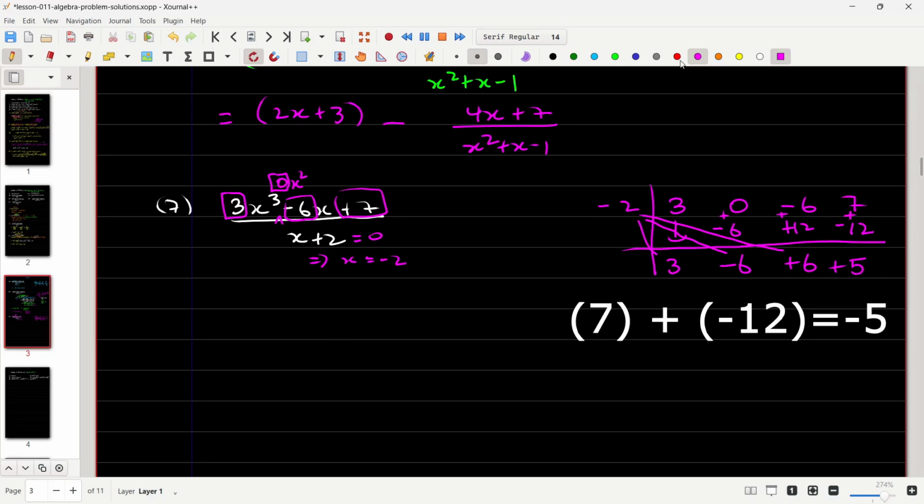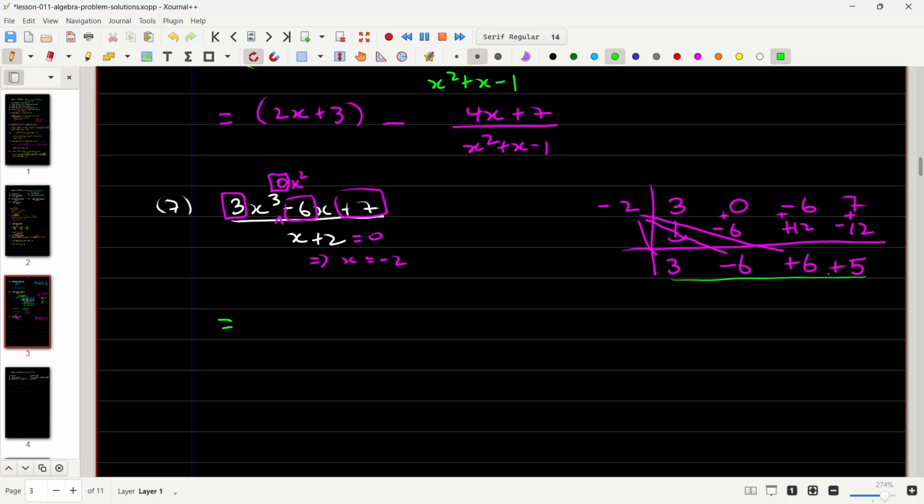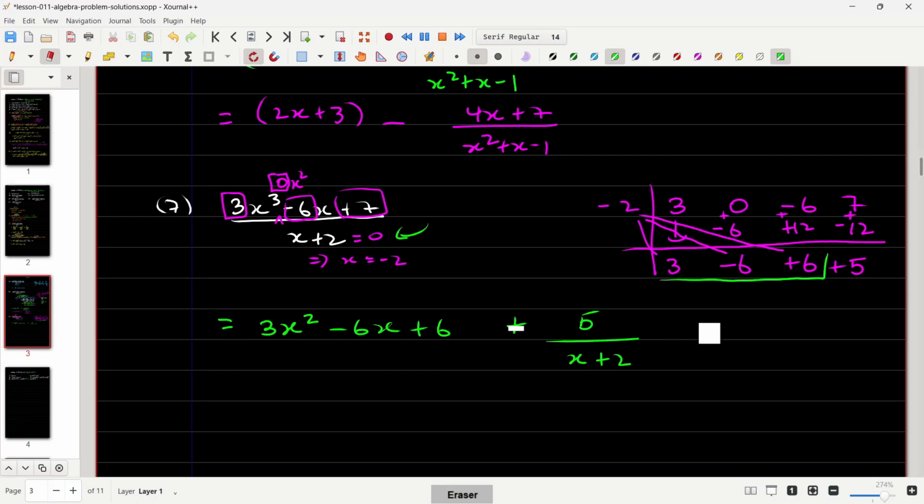All right, so let's see what we get here now. When I do this division, I am going to end up with this polynomial here, 3x to the second power minus 6x plus 6. And then I'm going to have a remainder. The remainder is 5 divided by the divisor, which is x plus 2. And that's my answer. So that's my answer for this when I do that division.